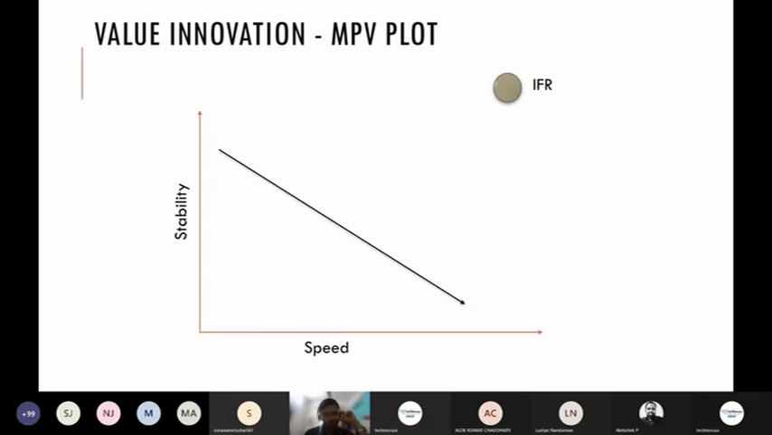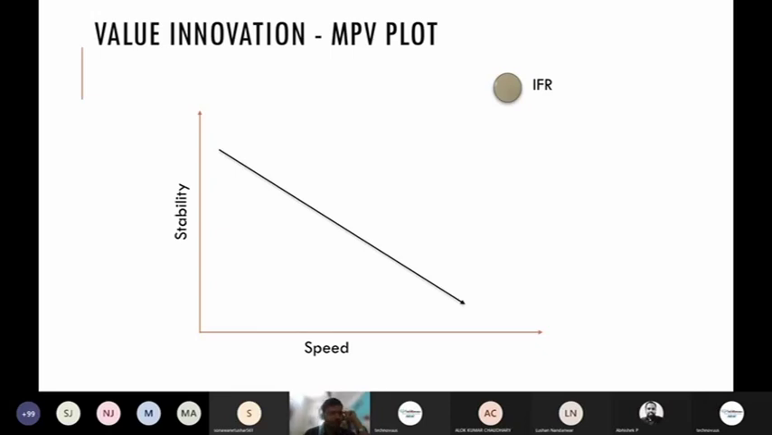We don't want to settle down with this trade-off, and to move away from this trade-off we do something. As I said, this is something in our control, right? It starts with using a simple tool and understanding this whole problem definition and looking at the product using this simple tool called MPV plot.